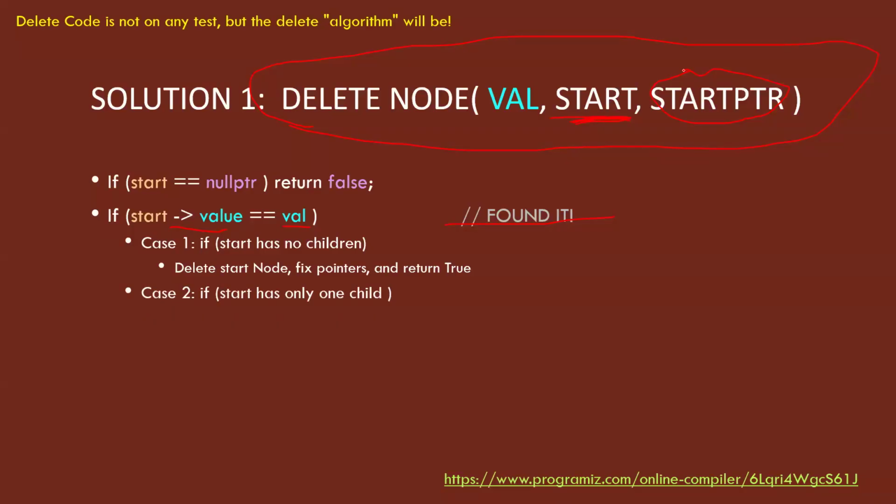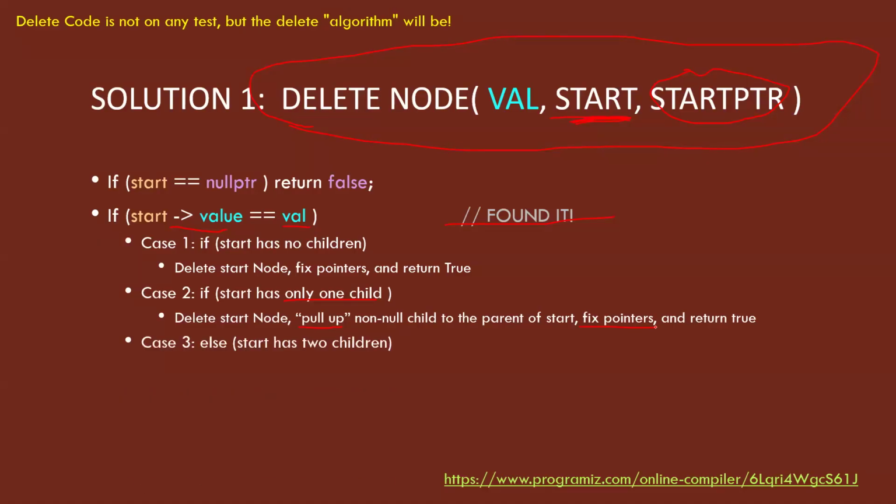If I have children and I only have one child, then it's almost as easy. I just delete the start node and pull up the non-null child and fix the pointer, the way we were just seeing on the previous slide. So we're either going to pull up the left child or pull up the right child in case number 2 and fix up the pointer. And we saw that on the previous slide.